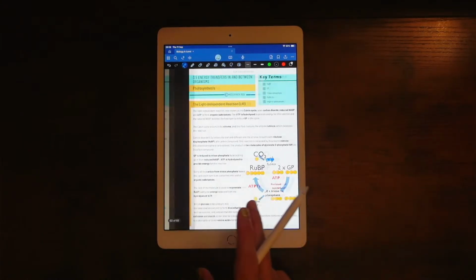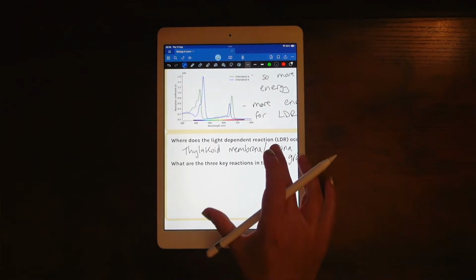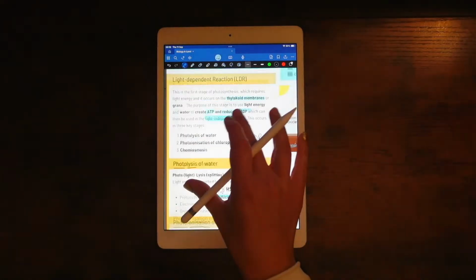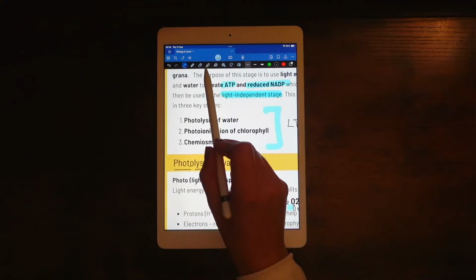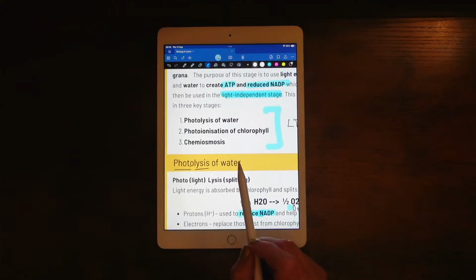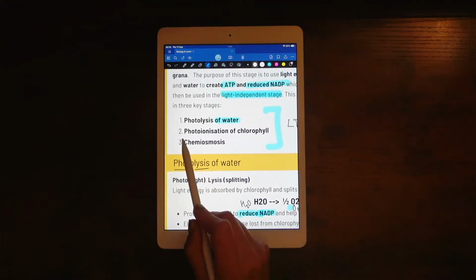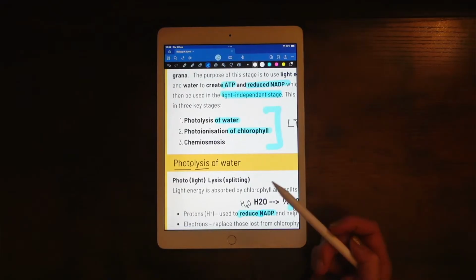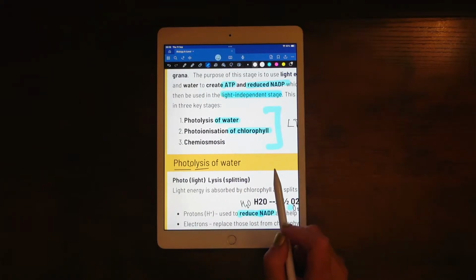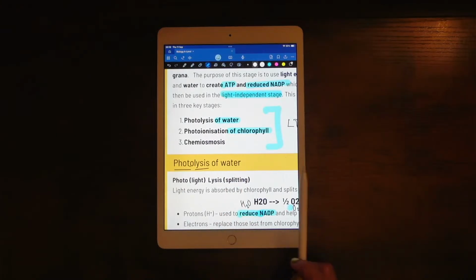Okay, so back to this question: what are the three key reactions in the light-dependent reactions? That was these three here that we just talked about: photolysis of water, photoionization of chlorophyll, and chemiosmosis. Just to point out, the mark scheme is really particular: you don't say photolysis, you do have to say of water. You don't just say photoionization, you do have to say of chlorophyll. This is really picky, but getting into this habit now and knowing what these key marking points are will make the difference between you thinking you got the mark and not, which really adds up across an exam.